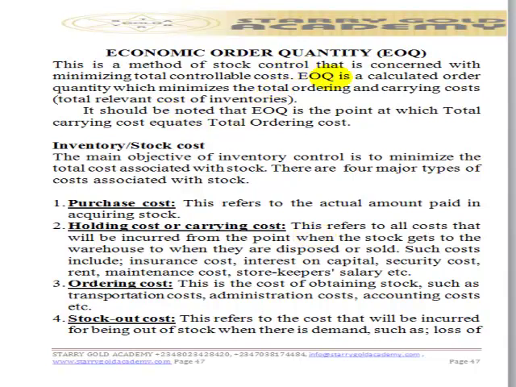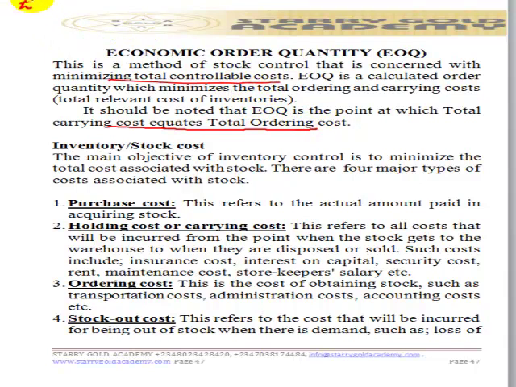This is a method of stock control that is concerned with minimizing the total controllable cost. The EOQ is a calculated order quantity which minimizes the total ordering and carrying cost, which is the total relevant cost of inventories. It should be noted that the EOQ is the point at which the total carrying cost equates total ordering cost.